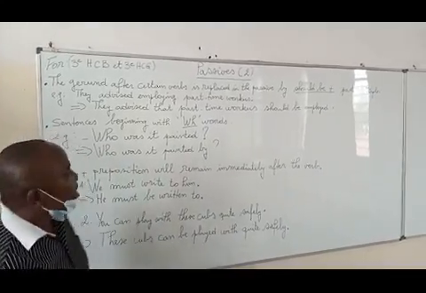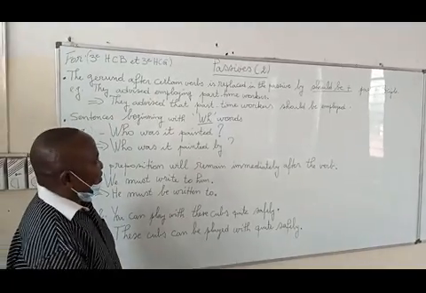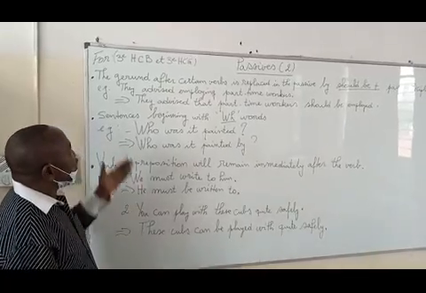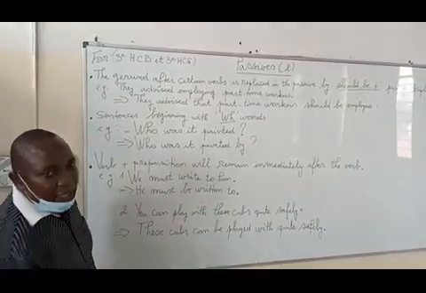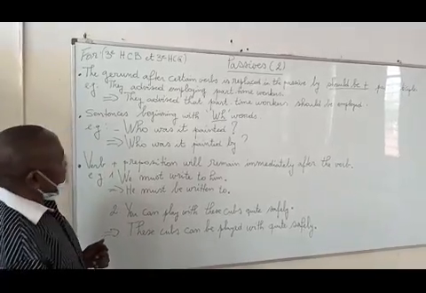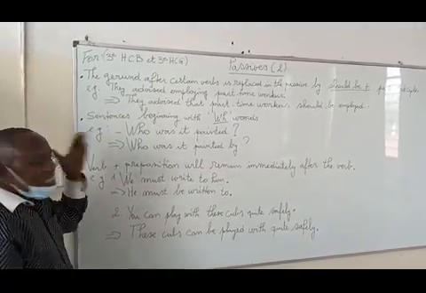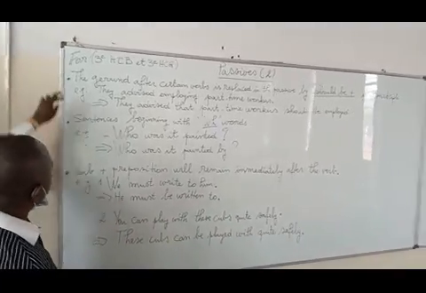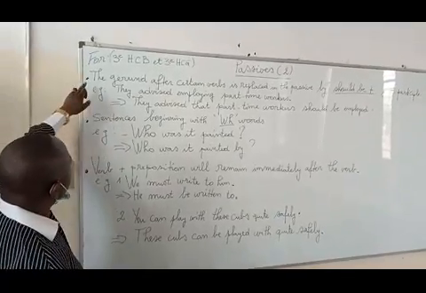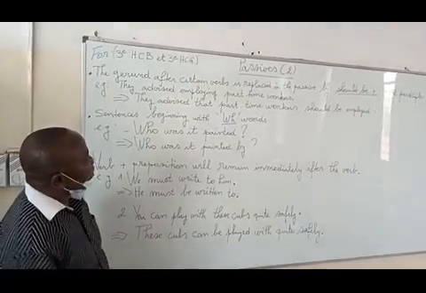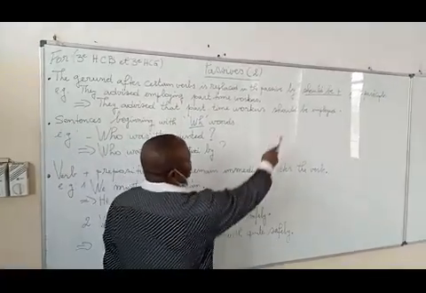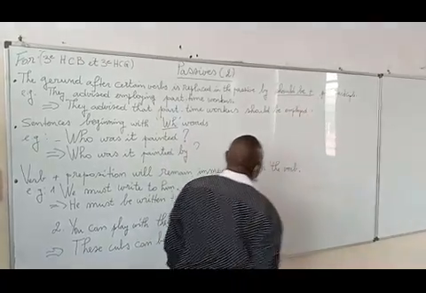Today we're going to talk about passive voice. This is part 1, and this lesson is for grade 11. Now, as we saw last time, today we focus on 3 cases. We have the first case: the gerund after certain verbs is replaced by should plus past participle.